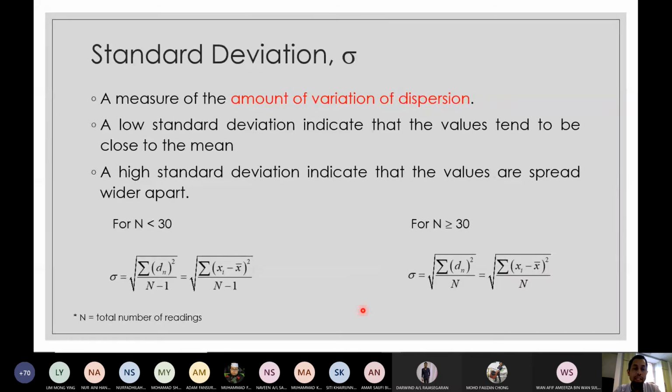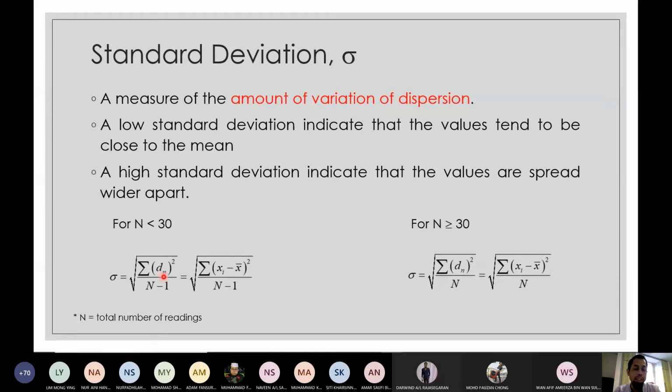Okay, then we have standard deviation. This is the most important parameter that is used in statistical analysis. Okay, so standard deviation is a measure of the amount of variation or dispersion, how far the data is spread over its average, over its mean. So a low standard deviation indicates that the values tend to be close to the mean. A high standard deviation means the values are spread wider apart.